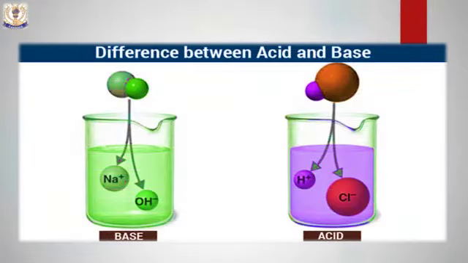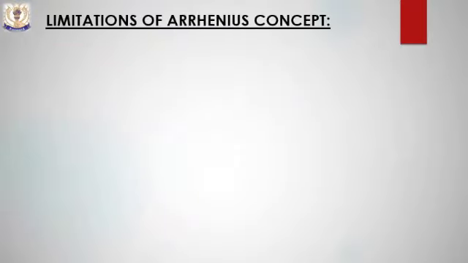Here comes the difference between an Arrhenius acid and an Arrhenius base. An Arrhenius base in aqueous solution produces hydroxide ion, while an Arrhenius acid in aqueous solution produces hydrogen ion. In short, Arrhenius acids give H plus ions in water, while Arrhenius bases give OH minus ions in water.